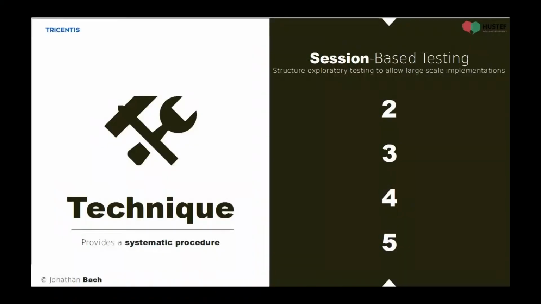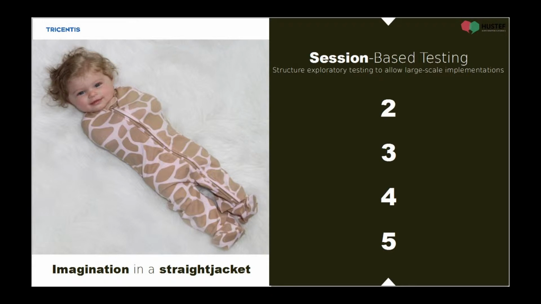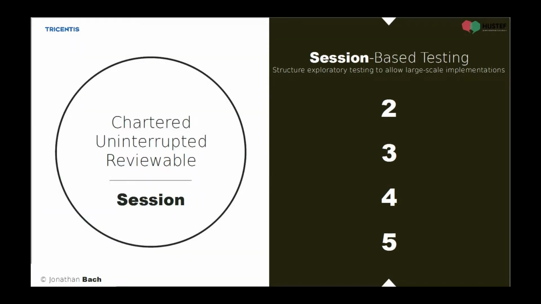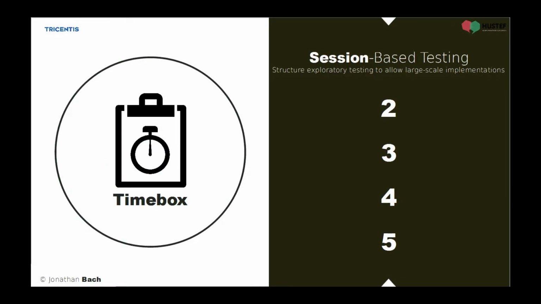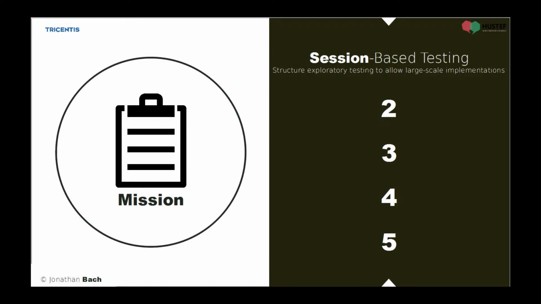The first thing is we said we want to do session-based testing. What is that? Session-based testing is what we call imagination in a straitjacket. You want to branch out, but we want to limit the scope of what we do within one exploratory session. A time-boxed session where we have about 2 hours of time and a very concrete mission of what we want to do.